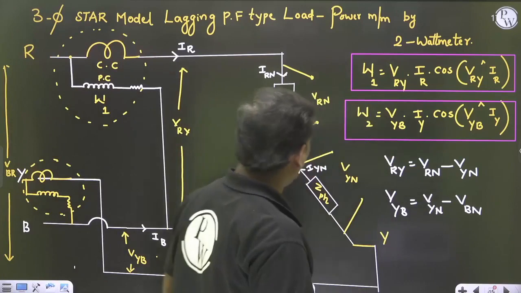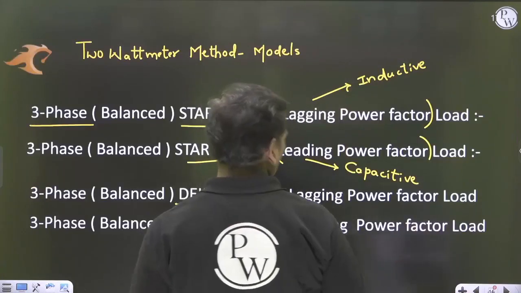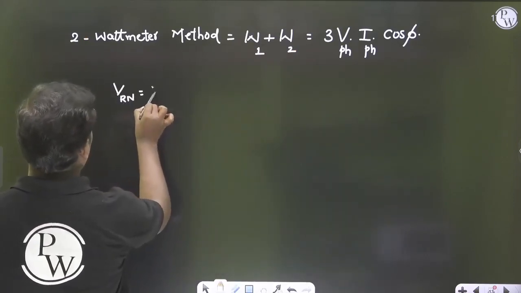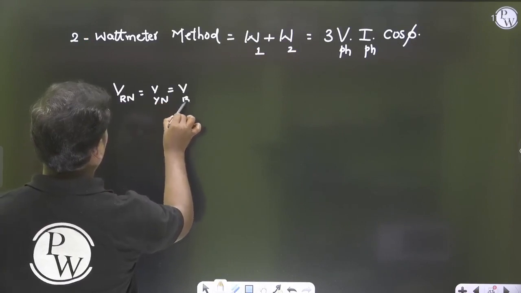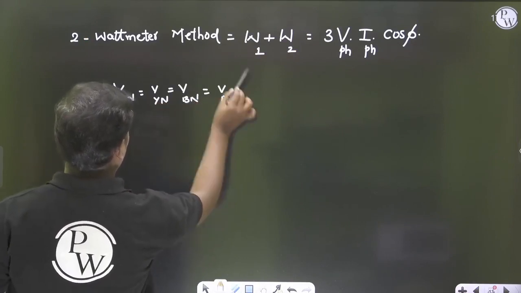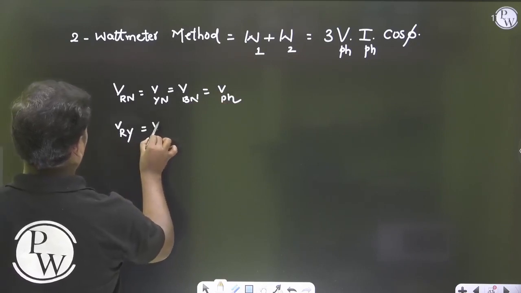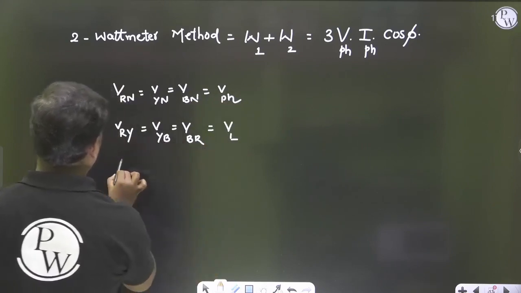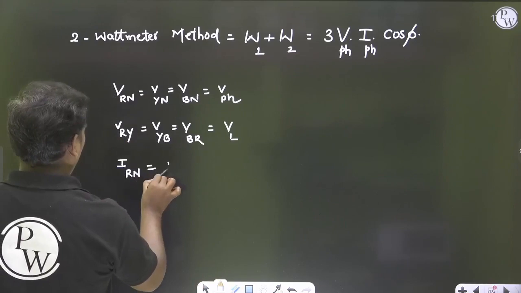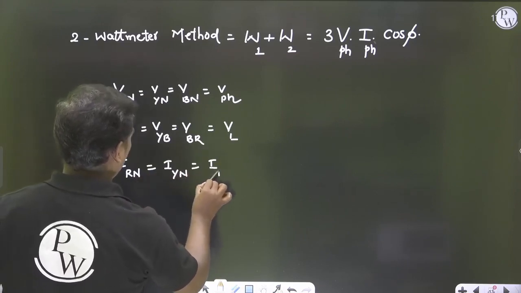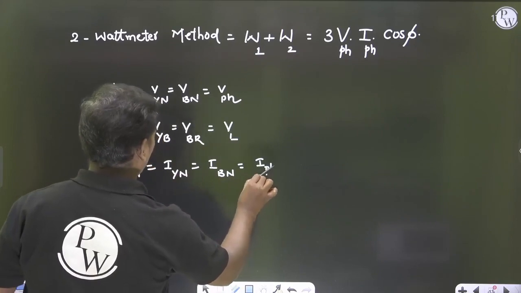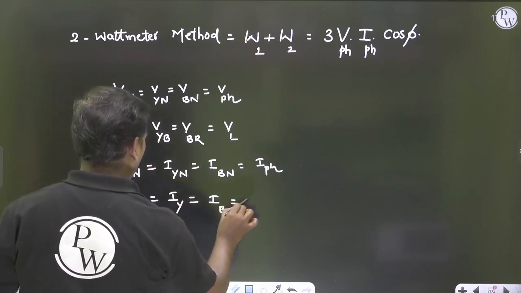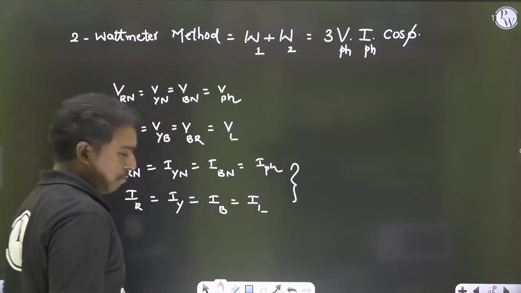Okay? So if you want, I can write somewhere, but I am not getting the place. So let me write here. VRN, VYN, VBN, these are the phase voltages. VRY, VYB, VBR, these are the line voltages. IRN, IYN, IBN, these are the phase currents. IR, IY, IB, these are the line currents. Of course, these two are same.